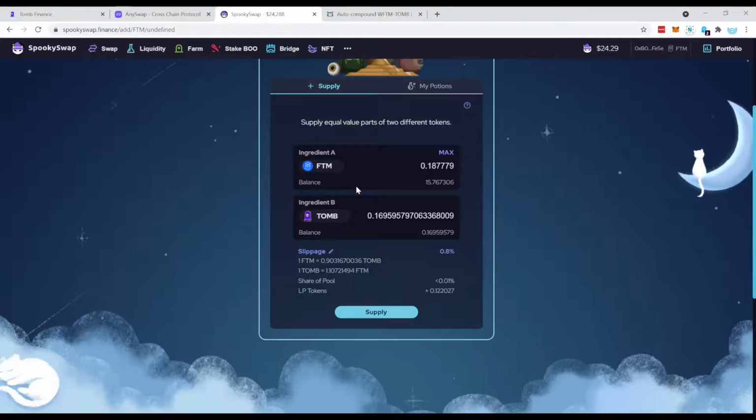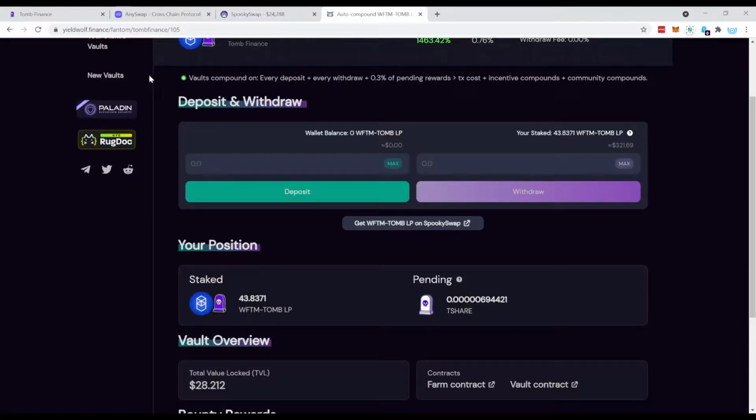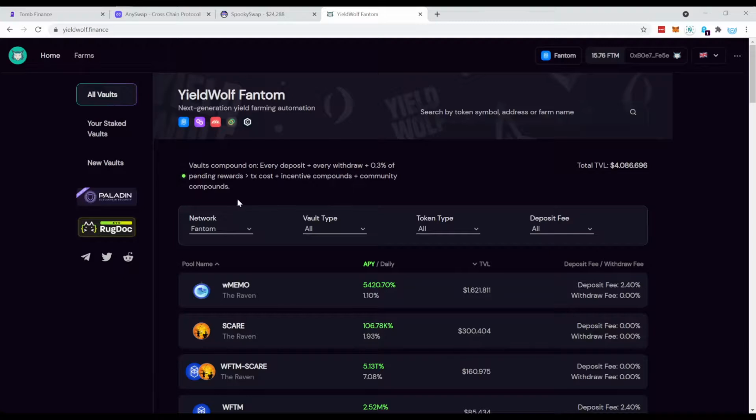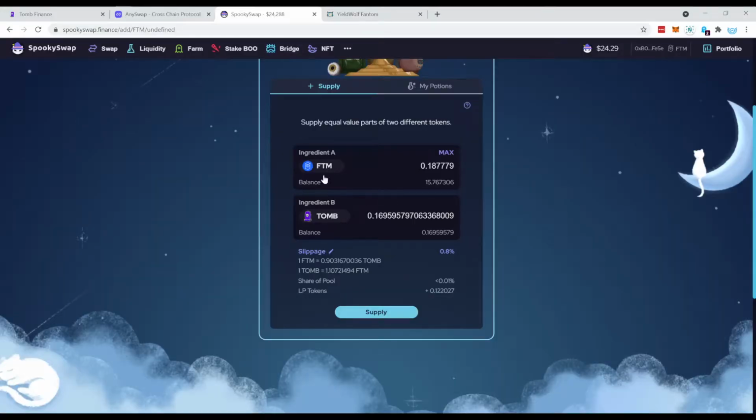After you provide liquidity to this pool, FTM TOMP, you come over here to Yield Wolf. Okay, what is Yield Wolf? Yield Wolf is a so-called yield aggregator. So what they are doing is, because when you provide the liquidity over here, you get kind of a receipt for your share of the pool. You can see your share of the pool here. Of course, it's like a tiny amount, so it's nothing. But you will see the share of the pool here, and for that you get a receipt, right?